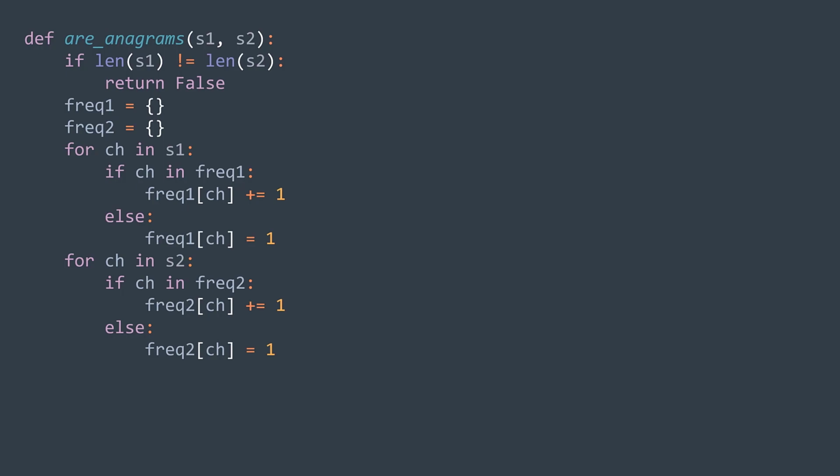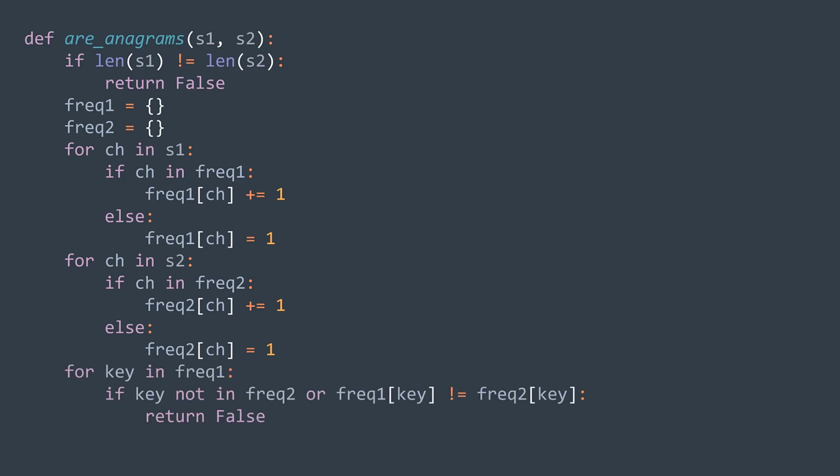Now that we filled them, we check that they have the same values. For each key in freq1, if it doesn't exist in freq2 or freq1 of key isn't equal to freq2 of key, we return false. It means that either the character of S1 doesn't exist in S2 or they don't appear the same number of times. After the loop, if we didn't find any difference, we return true.